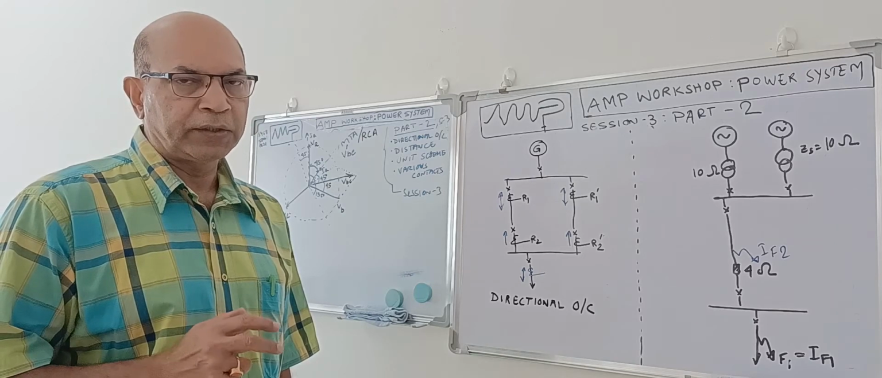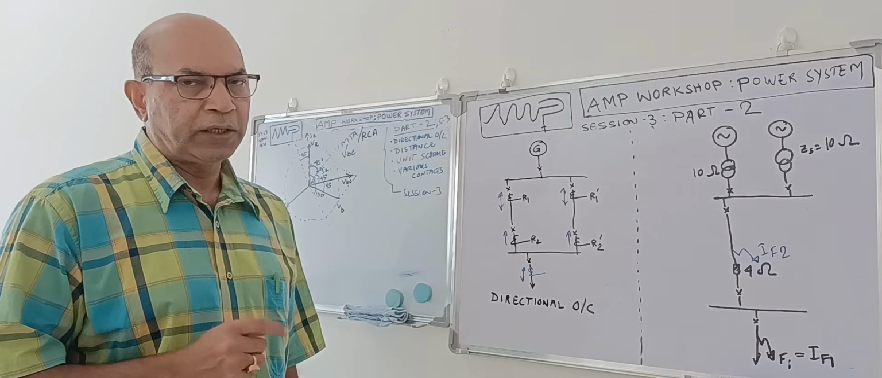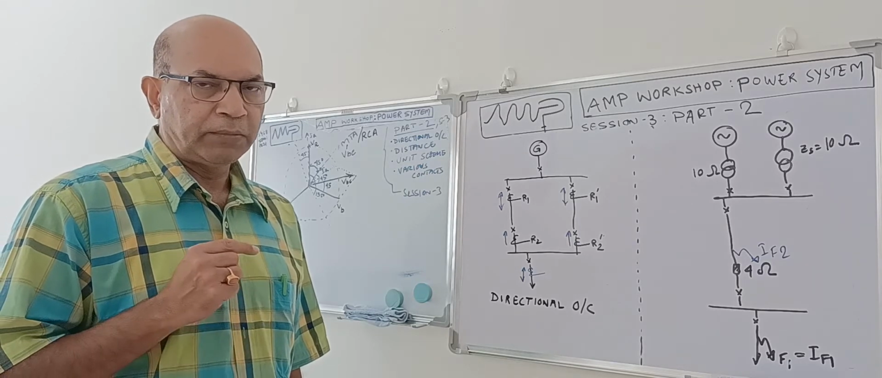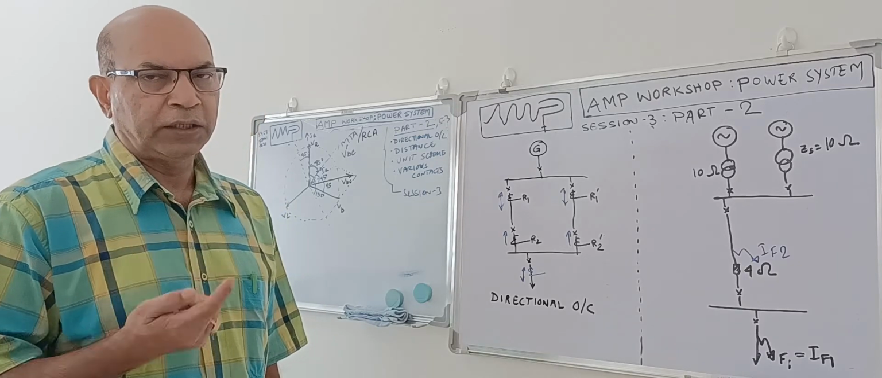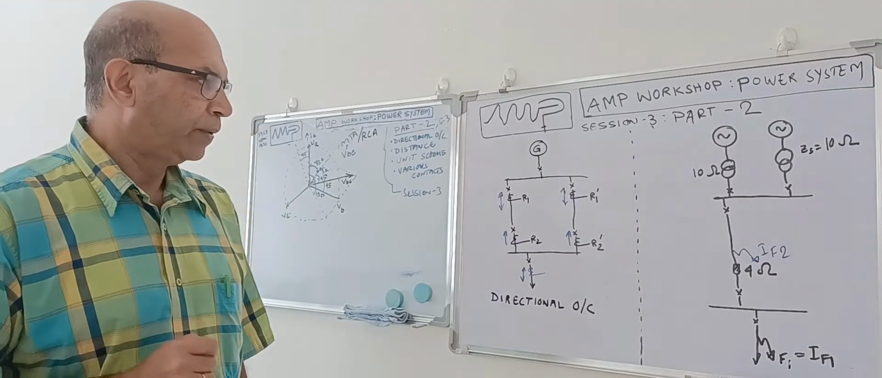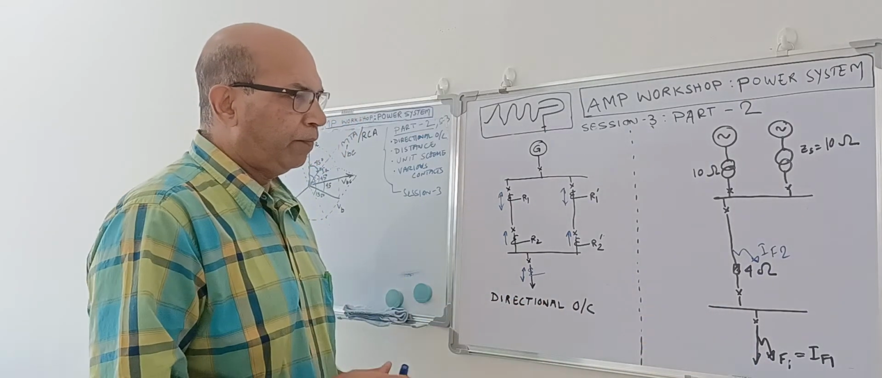A non-directional overcurrent relay can see the current in both ways, in either direction of the relay. But a directional overcurrent relay can see the current in one direction only, not in the other direction. That will come back afterwards. For explaining this, I have to save time.